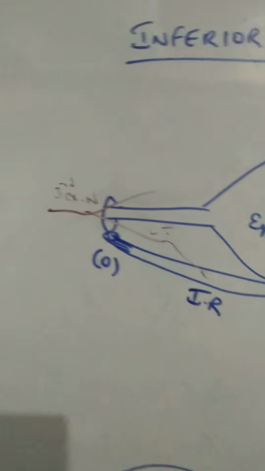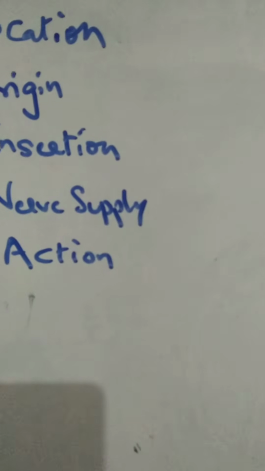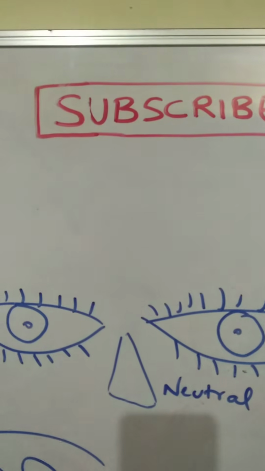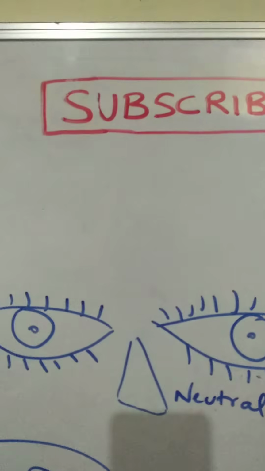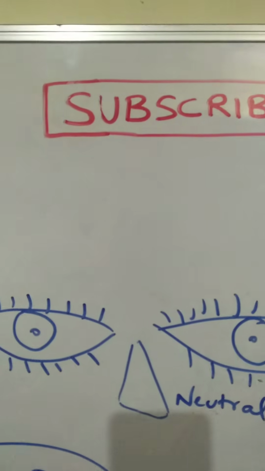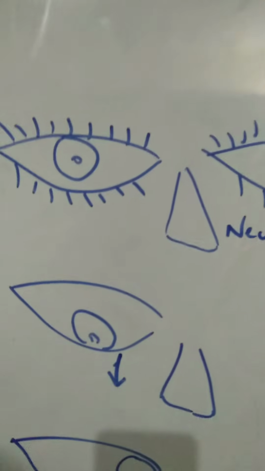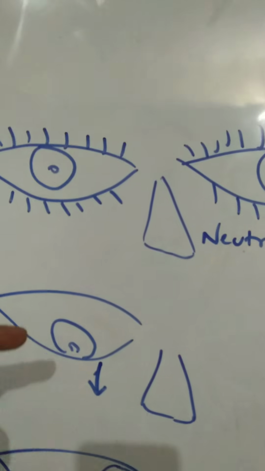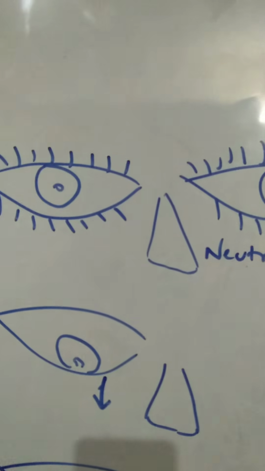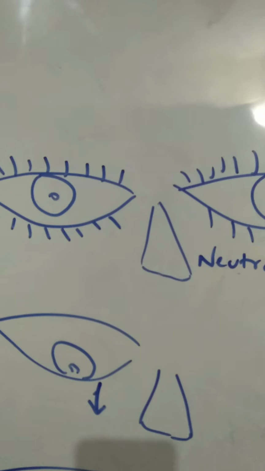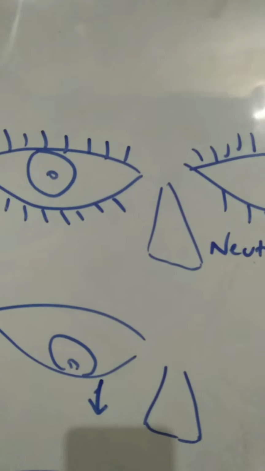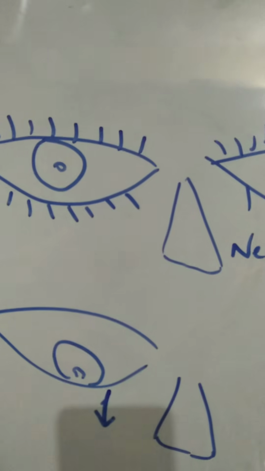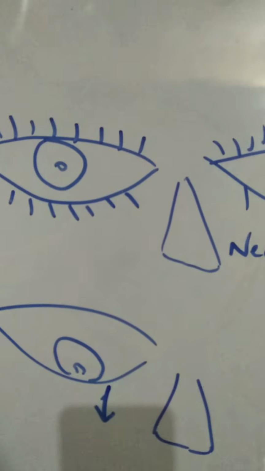Coming to the last subdivision, that is action or actions. This is the neutral position of the eyeball. When the inferior rectus contracts, the eyeball will go down like this. So when it goes down like this, what can be the action? Going up is elevation. Going down is called depression of the eyeball. So that is the prime action of inferior rectus, that is depression of the eyeball.